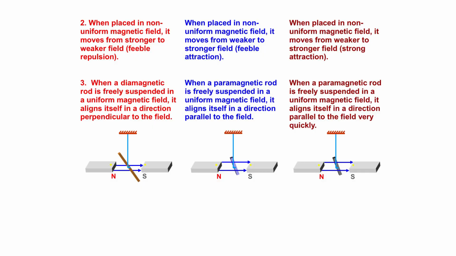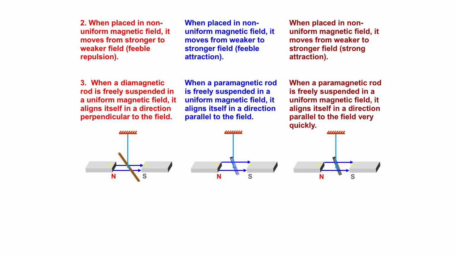The third character: when a diamagnetic substance or a diamagnetic rod is freely suspended in a uniform magnetic field, it aligns itself in the direction perpendicular to the magnetic field. If the magnetic field is this one and a diamagnetic substance is suspended, then it will remain perpendicular to that one. But for the para and the ferro, they are directed in the same direction. That is the third property.